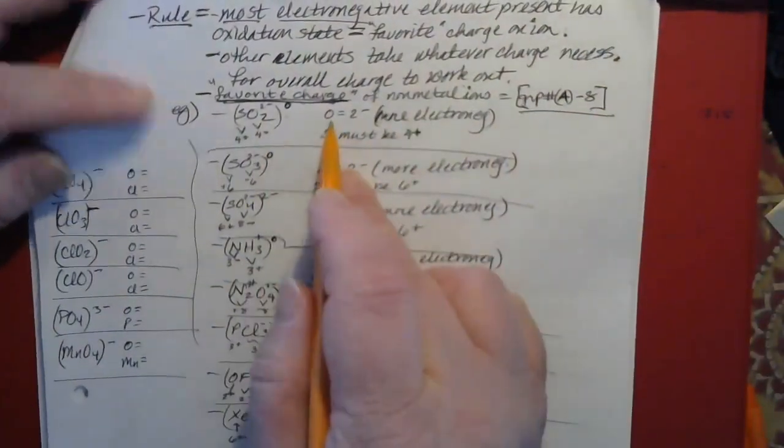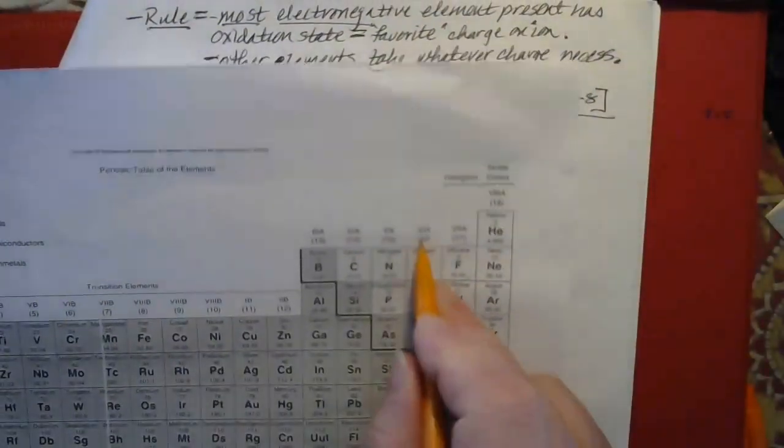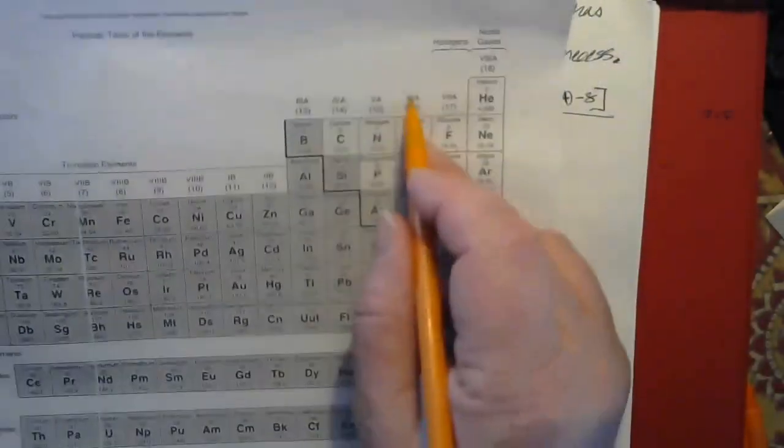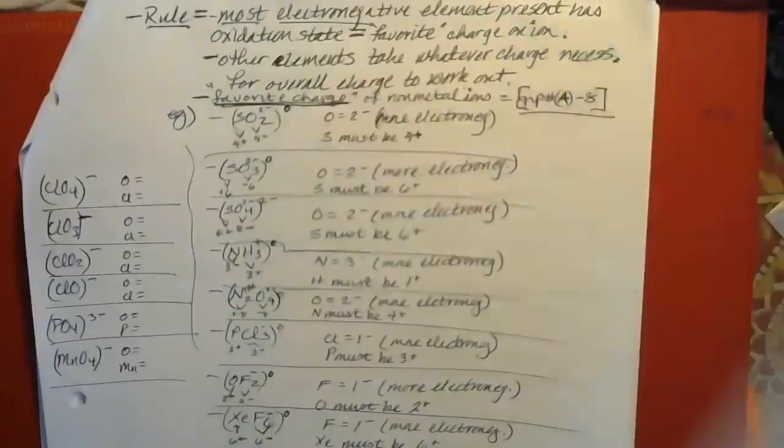So oxygen gets to take its favorite charge as an ion. Oxygen is in group 6A, so its favorite charge as an ion would be 6 minus 8, which is minus 2.